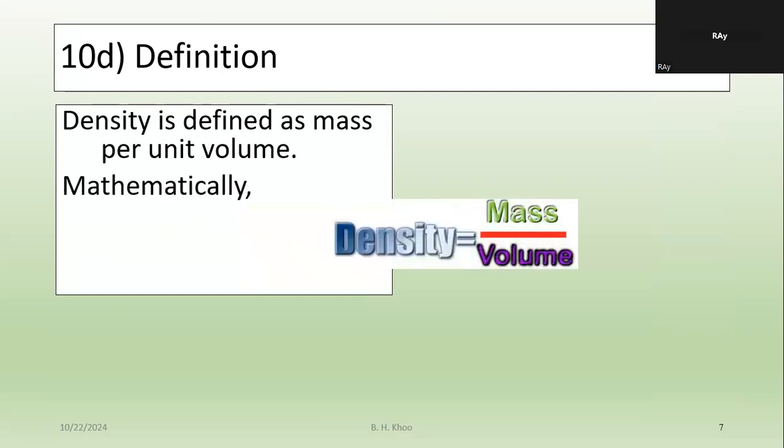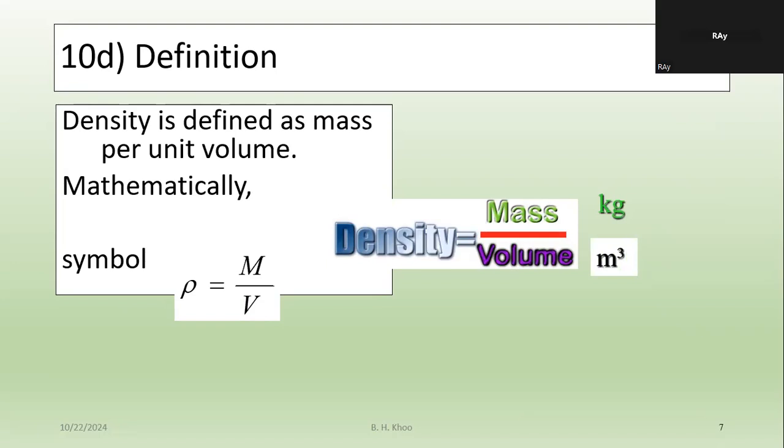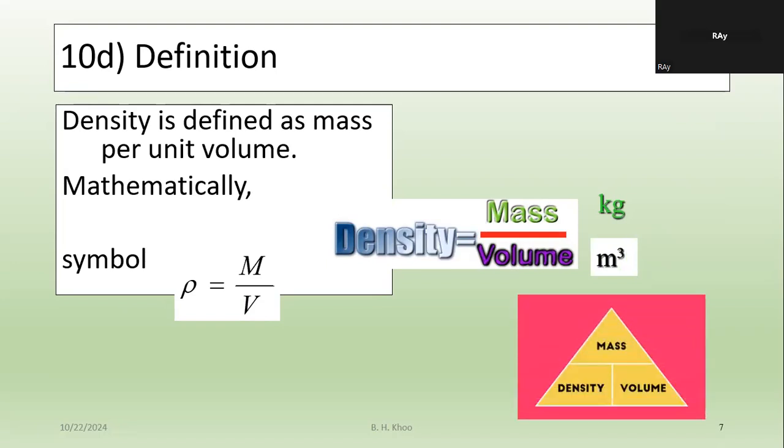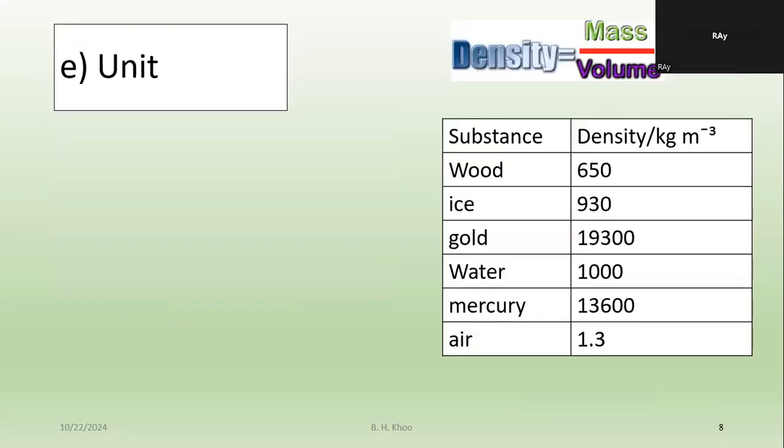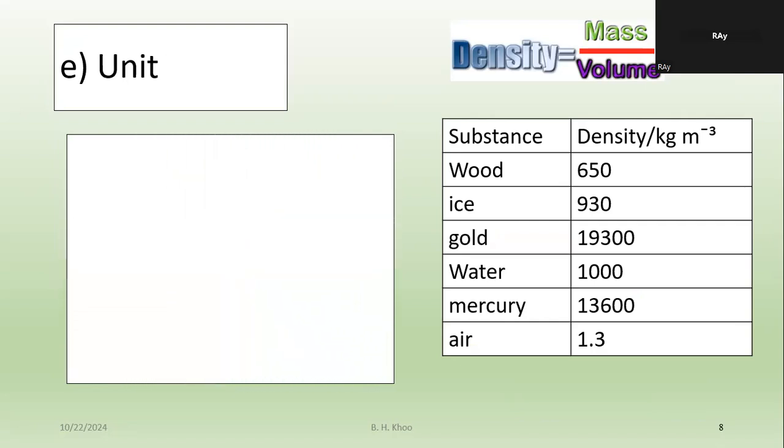Mathematically, I can write it in this form, density equals mass over volume. Or in symbol form, you cannot write that; you have to define the terms in the exam. Mass over volume. Mass is in kilogram. Volume is meter cube. Or you can use a triangle to help you, whatever you calculate. Okay, the unit is kilogram meter minus 3. 1 gram per centimeter cube is 1000 kilogram meter minus 3. You should be able to show that.